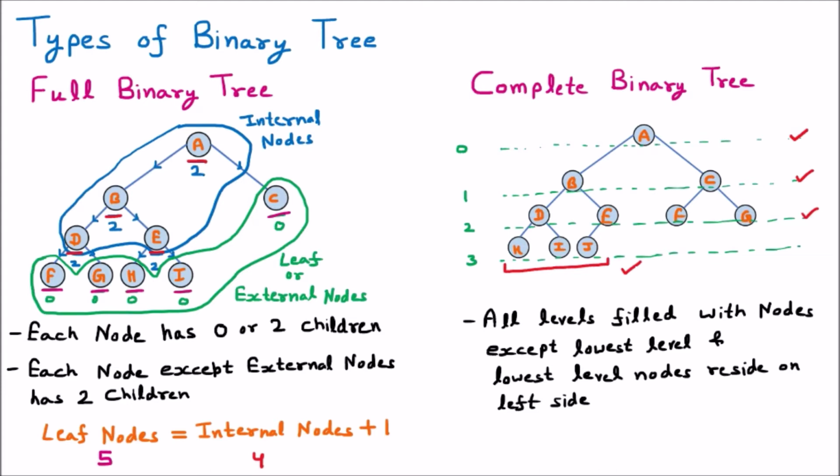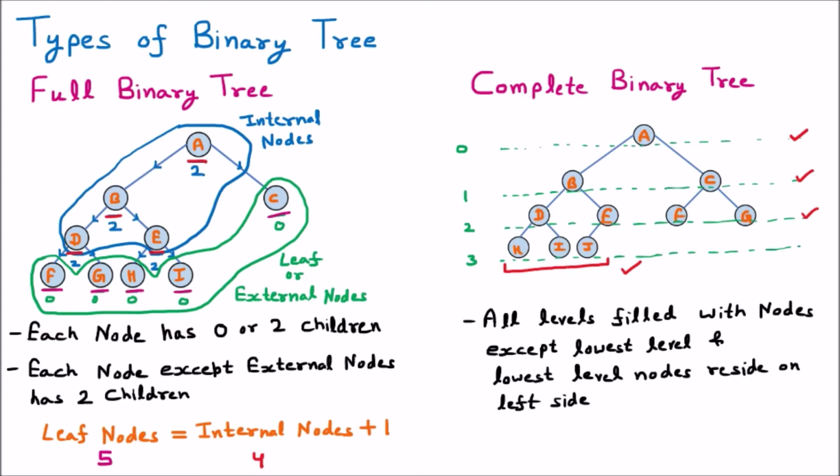So there are two definitions you should understand. If all the levels are completely filled, that is a complete binary tree. If all the levels are not filled, then you should check another condition: all the top levels should be complete and on the last level the nodes should be on the left hand side. Then this is also a complete binary tree.